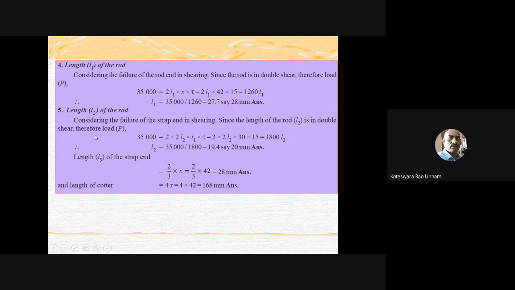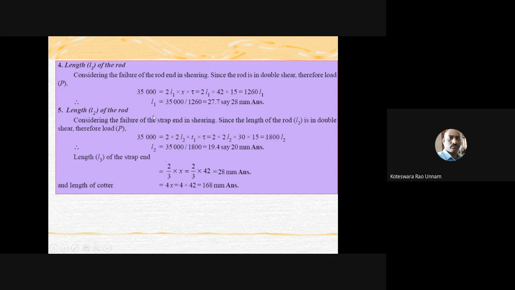Similarly, by considering the shear failure of the strap end, you will get the length required for the strap end to avoid shear failure. Again, the formula for that is 2 into 2L2 into T1. We have already seen this derivation. We got 2 into 2L2 into T1 multiplied by tau, which gives the shearing strength of the strap end. That should be equal to your applied load. From that you will get L2, and from this calculation you got it as 19.4 mm, which is maybe rounded up to 20 mm.